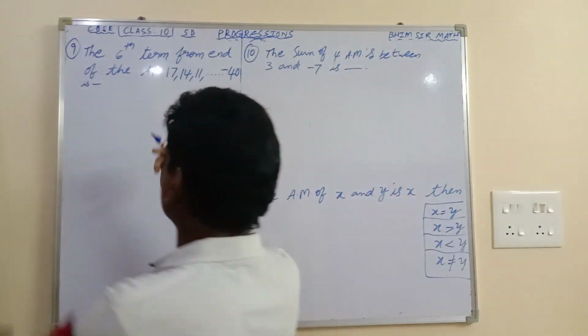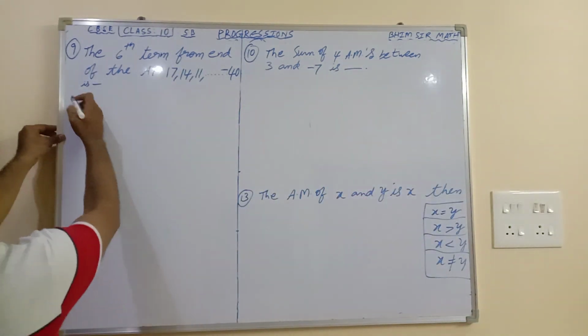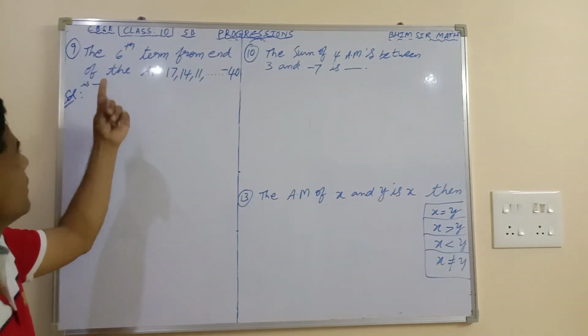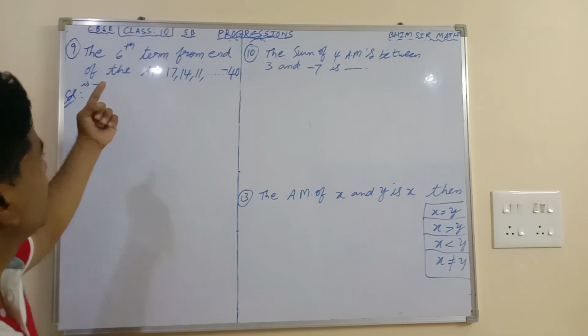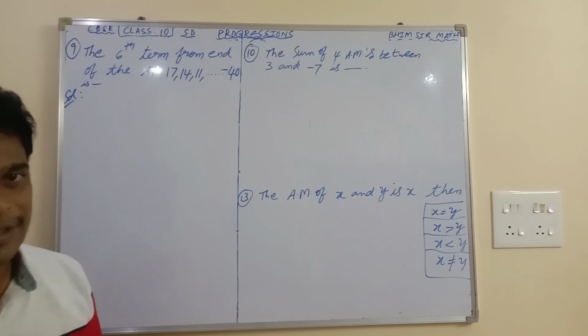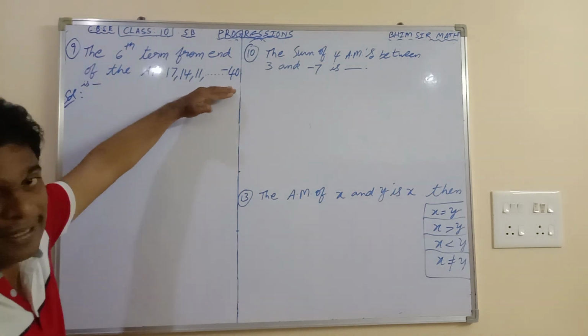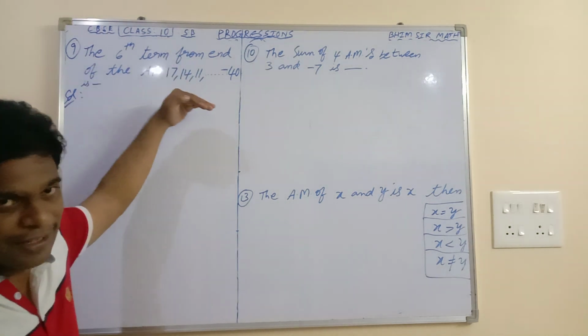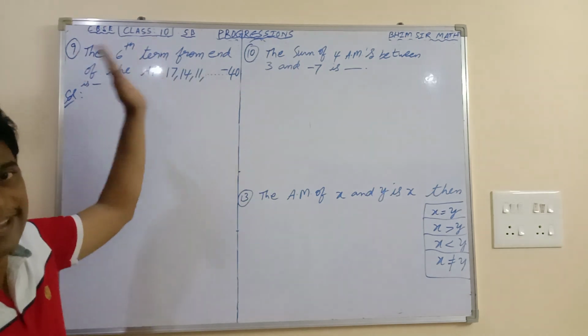Ninth question: the sixth term from the end of the AP. Same question as previously, the 8th question, but here the term from the end of the AP is asked. We have to find the sixth term, not starting onwards, but ending onwards.